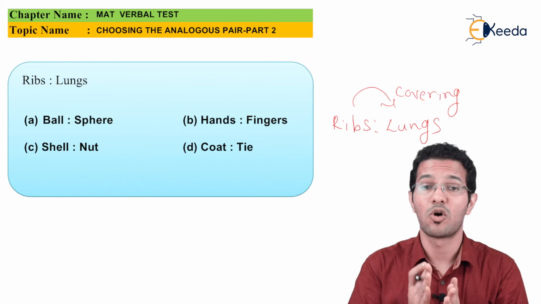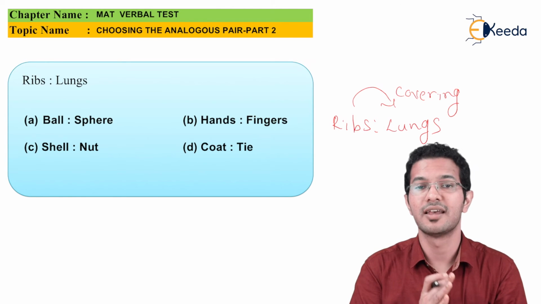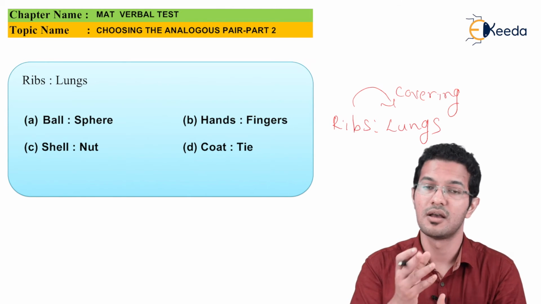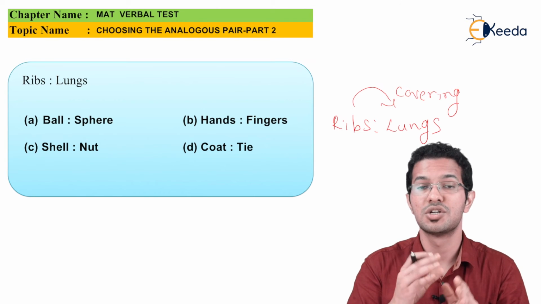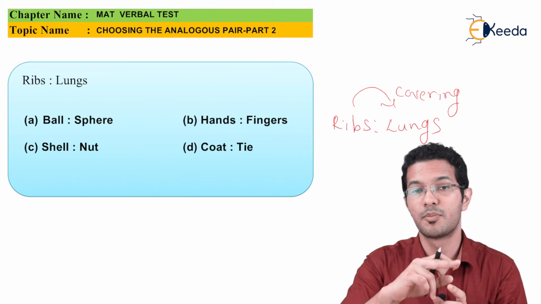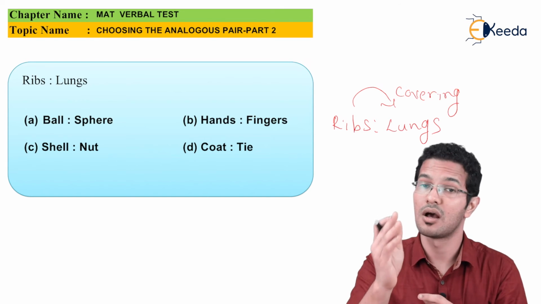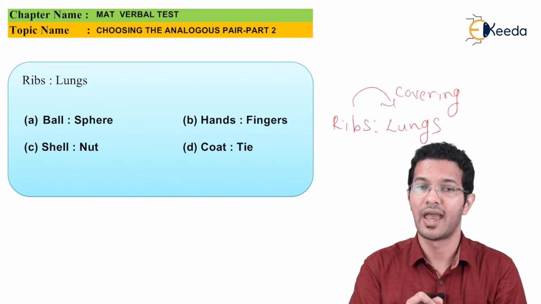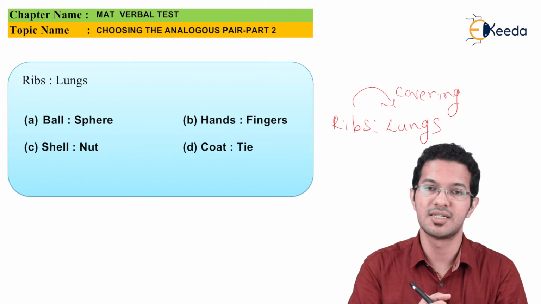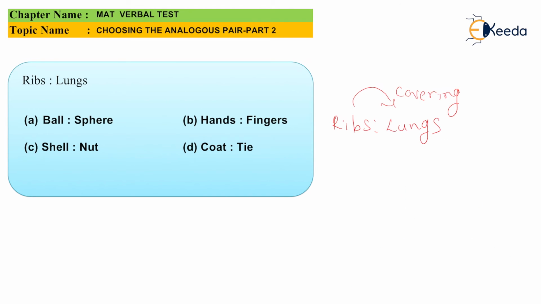So we can say that option C, which is shell is related to nut, is the right answer, because shell is nothing but a protective layer, or it is forming a coat-like structure around the nut. Hence, we can say that option C is the right answer.